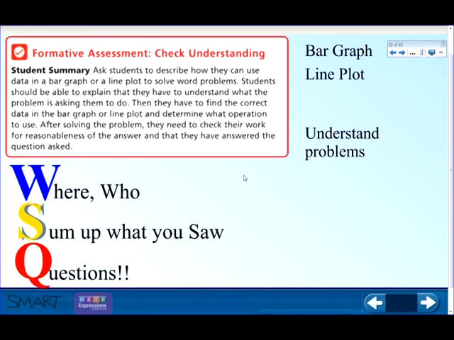Let's look at our WSQ to finalize our lesson today. Where and who were you with? Sum up what you saw and bring some questions. We want to be able to answer some of those questions.